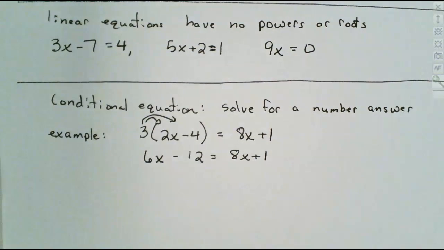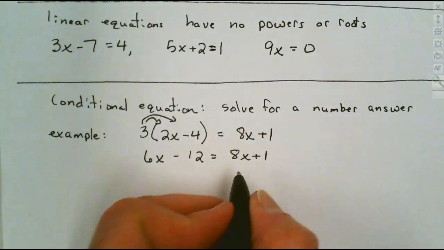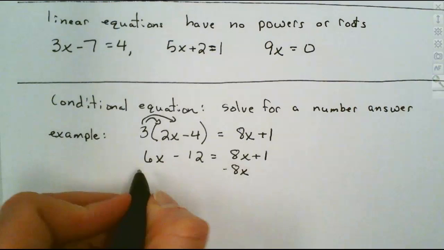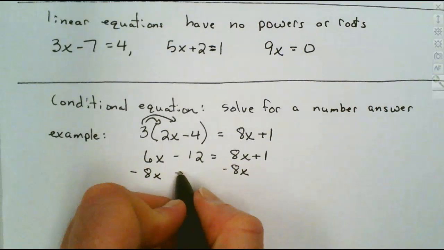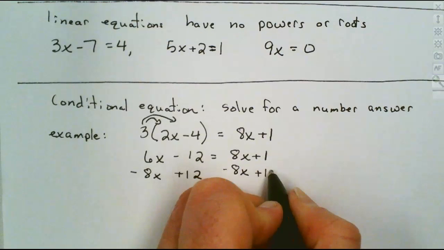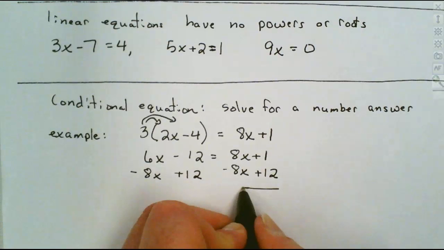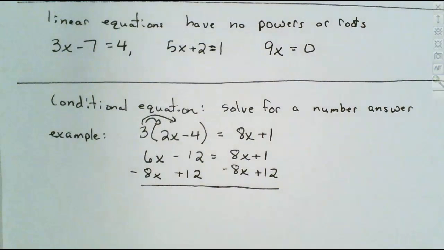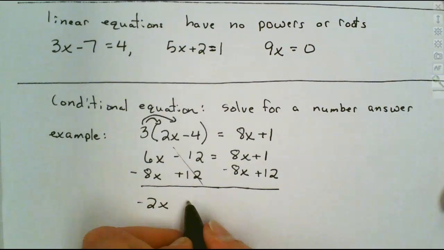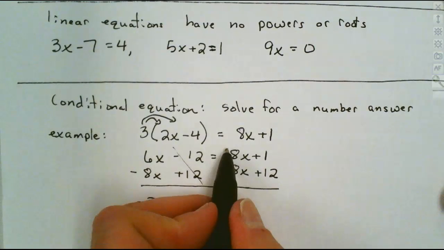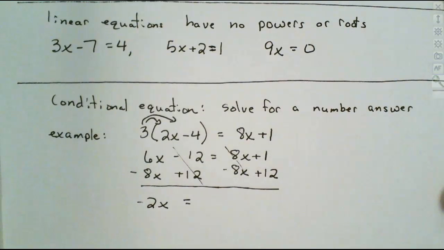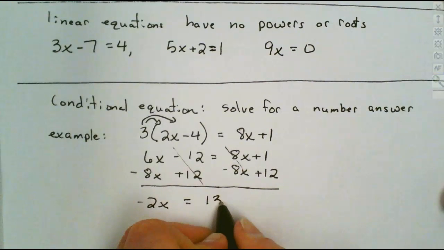And we should know how to solve this. What's our goal? Well, our goal is to get the variable x by itself. So I'm going to move the 8x over with subtraction, and I'm going to add the 12 over to the right-hand side. So 6x minus 8x makes it a minus 2x. The 12's can cancel. The equal sign comes down. The 8x's can cancel. And 1 plus 12 makes it 13.